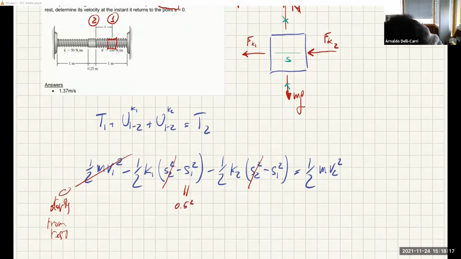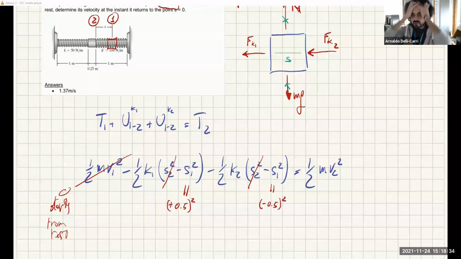And this is for spring 1. So for spring 1, this is a positive stretch, so let's do something plus 0.5 meters squared. And for this spring, it's a negative stretch, so it's a compression. But of course, as you can see, since it's squared, it doesn't matter if it's a stretch or a compression, because either number is squared.